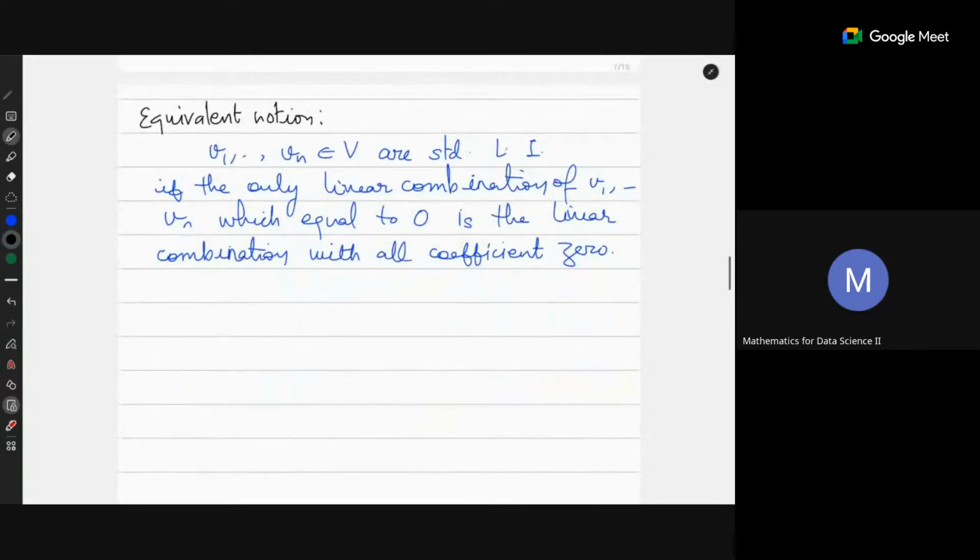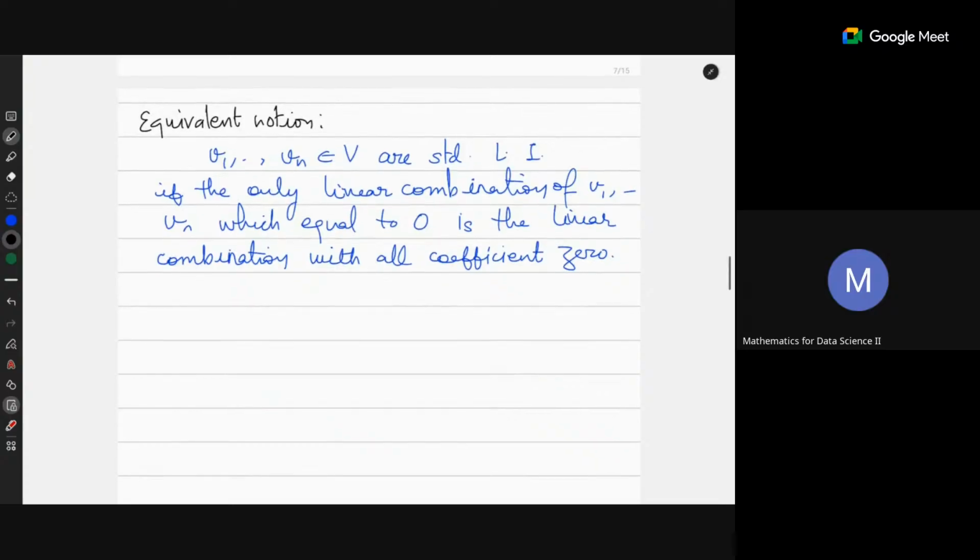Now, this is also another equivalent notion: v1, v2, vn are said to be linearly independent if the only linear combination which is equal to 0 is the linear combination with all coefficients zero. So it is just a rephrasing of whatever we said earlier. It's nothing much.